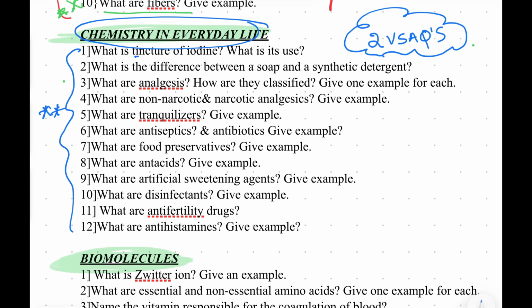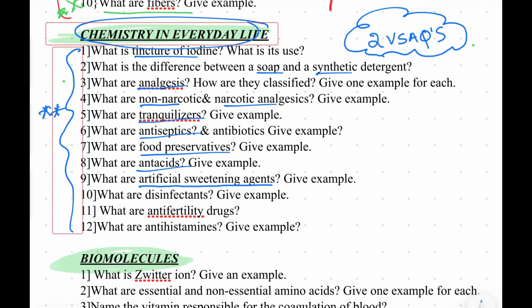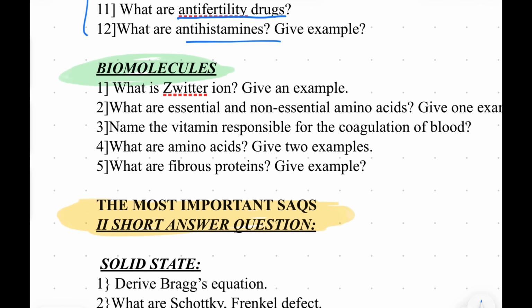First one, tincture of iodine, very important. Next one, difference between soap and synthetic detergent. This is also asked. Analgesic, narcotic and non-narcotic drugs, tranquilizers, antiseptic, food preservatives, antacids, artificial sweetening agents, disinfectants, anti-fertility drugs, antihistamines. These are repeatedly asked questions. Okay, so you have to practice all the questions. Compulsory 2 questions will come from this topic. Clear? That's it.